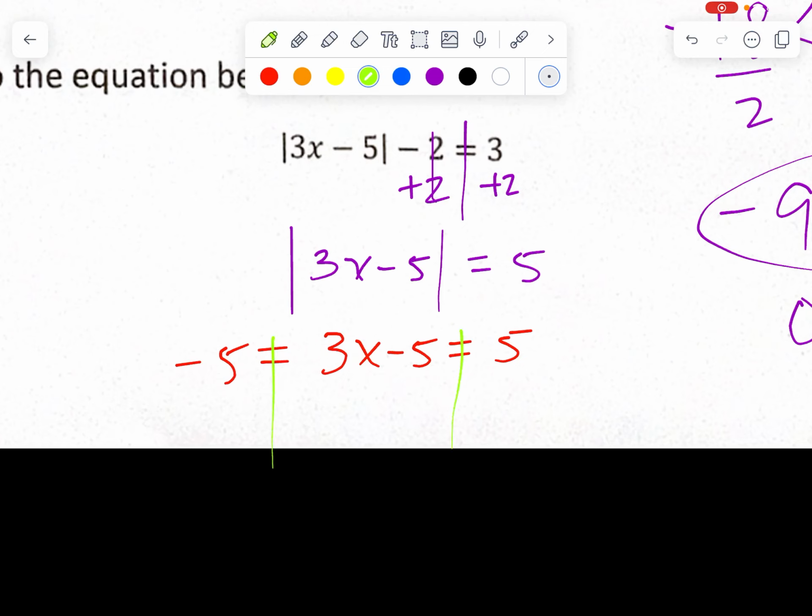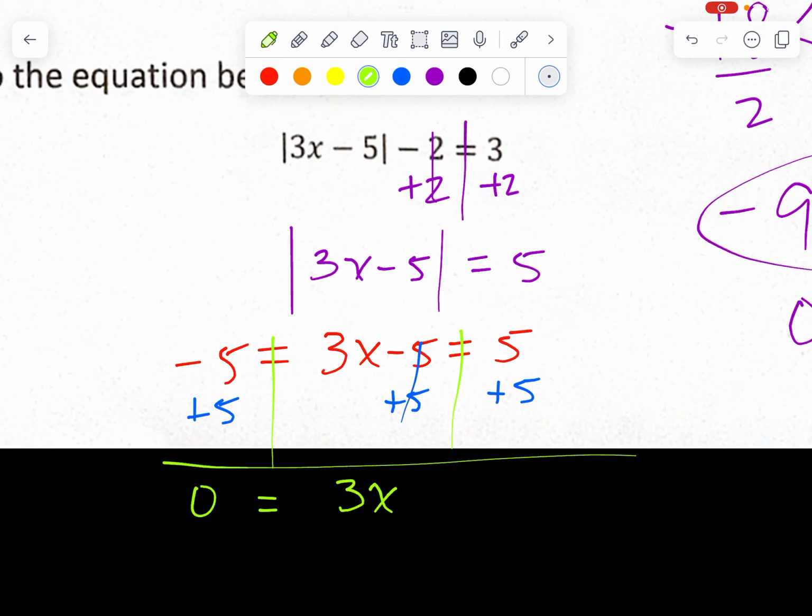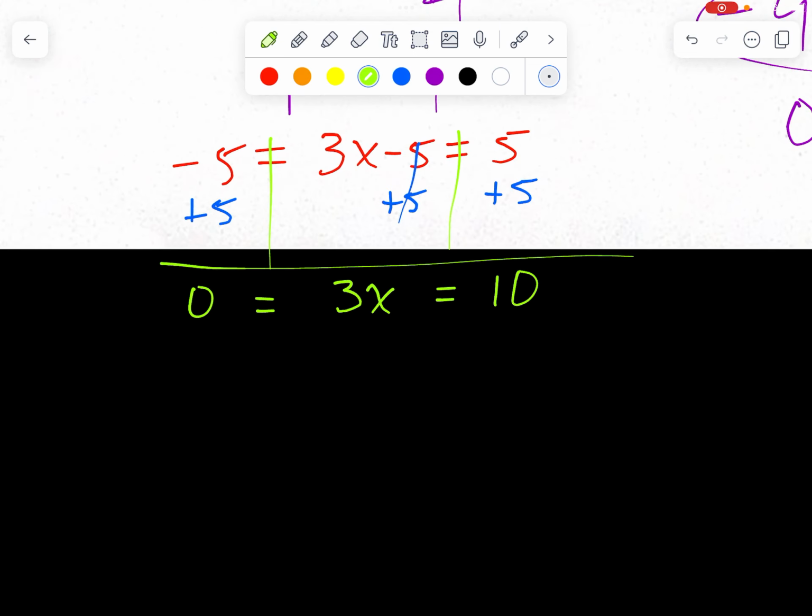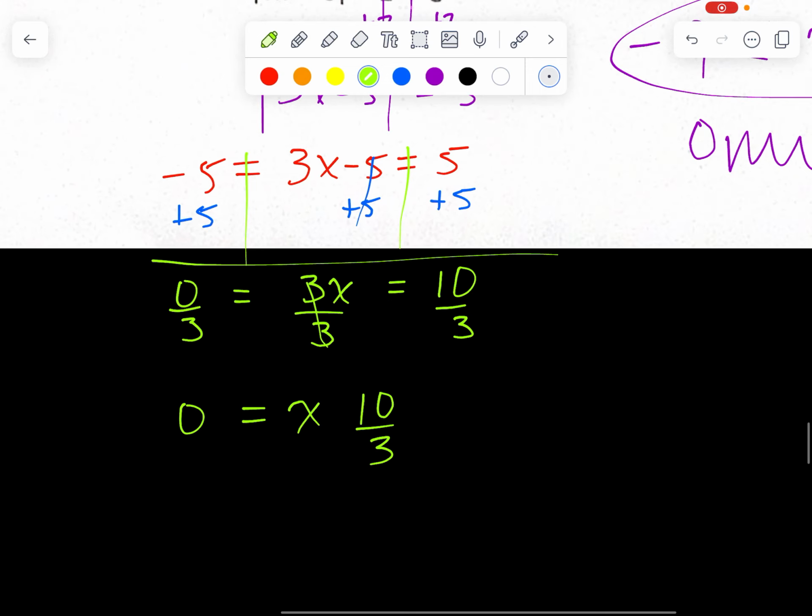Start in the middle. We're going to add 5. Remember, you always start with add or subtract. So that gives us 0 on the left, 3x in the middle, 10 on the right. Divide by 3, divide by 3, divide by 3. 0 divided by 3 is going to be 0. 10 divided by 3, you can leave it as a fraction, or if you put that in the calculator and convert it to a decimal, it's 3.3 repeating. So either way, it doesn't matter.